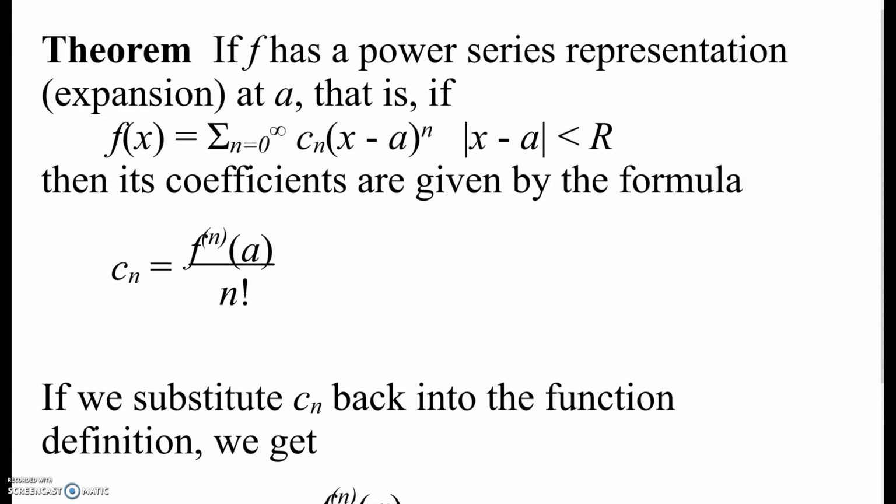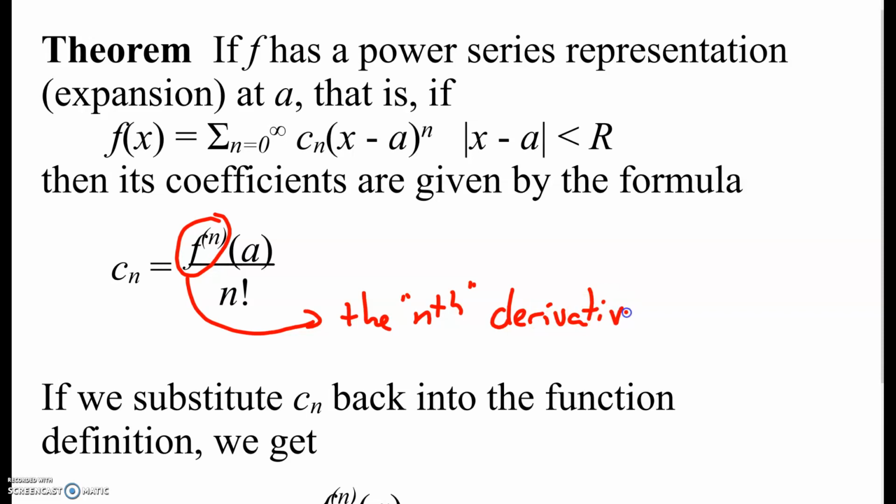Then its coefficients are given by the formula c of n is equal to the nth derivative of f at a over n factorial. So this notation means the nth derivative of f.